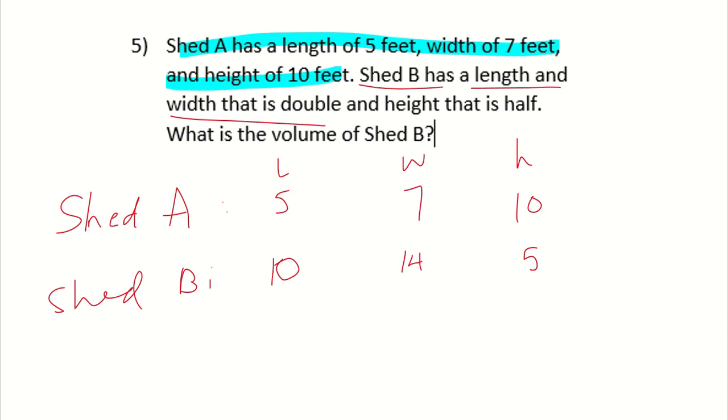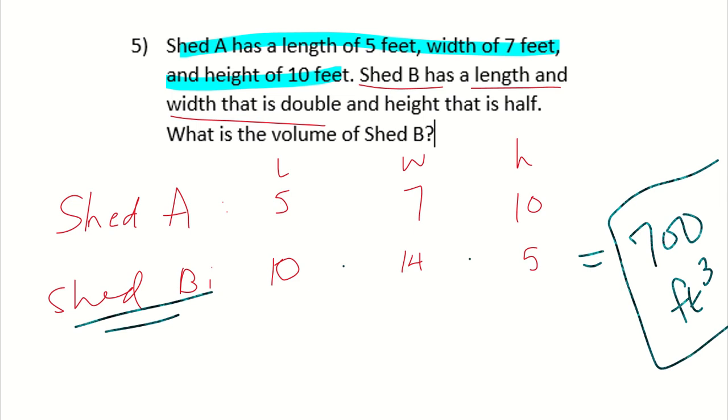Okay, now we've listed those numbers. It looks a little bit organized. Question is, what is the volume of shed B? So we're only focusing on shed B. Volume is length times width times height. So length times width times height is 10 times 14 times 5. Let's check out what that's going to be. 10 times 14 times 5 is 700 feet cubed. Okay, putting a little star right there, meaning, hint, hint, that might be on the test.